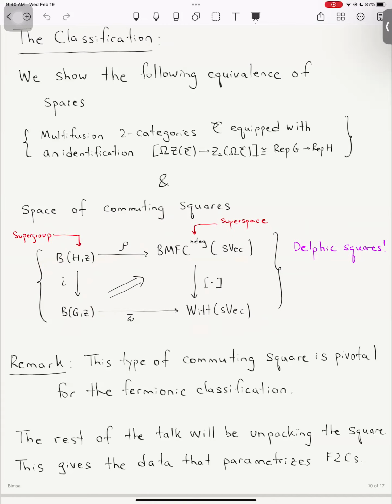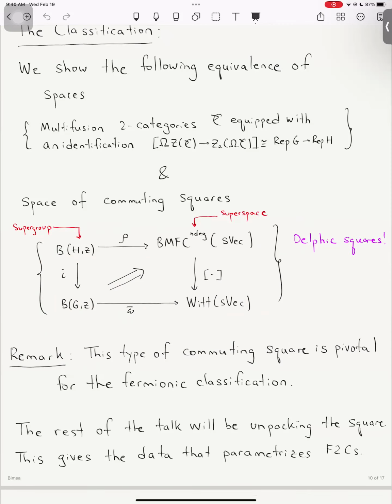So this right vertical functor just takes one of these braided multi-fusion 1 categories and takes the Witt class of that. And the bottom horizontal functor is just saying that I have a map from G into this thing, and this is going to be some cohomological data, and this is going to be some action of H on this fusion.